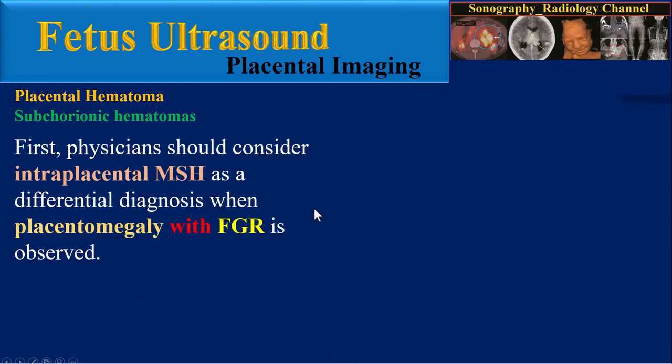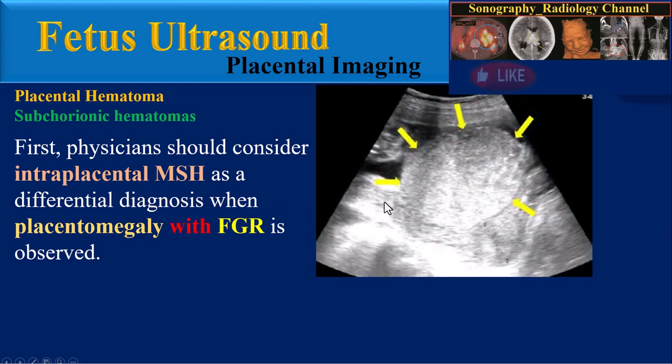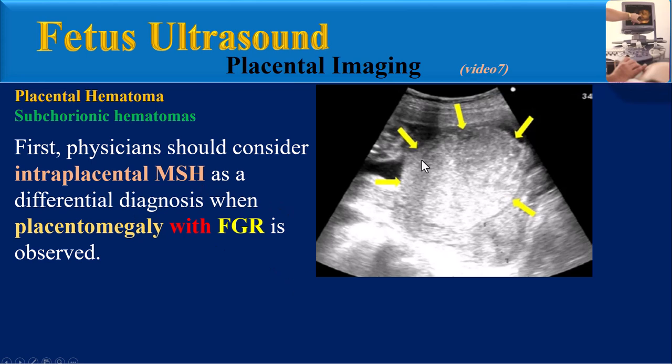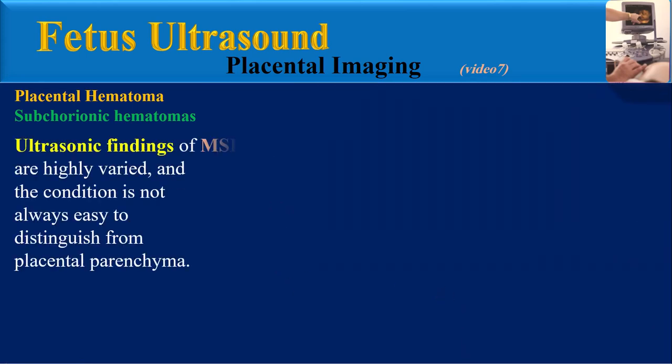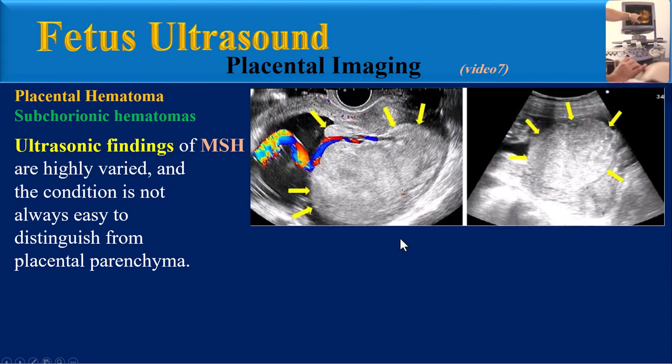First, physicians should consider massive subchorionic hematoma as a differential diagnosis when placentomegaly with FGR is observed. Ultrasonic findings of massive subchorionic hematoma are highly varied, and the condition is not always easy to distinguish from placental parenchyma. This ultrasound image in a fetus with obvious FGR shows a spherically enlarged placenta without any internal vascularity.